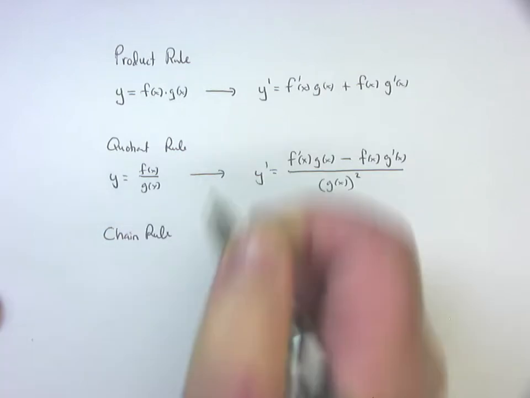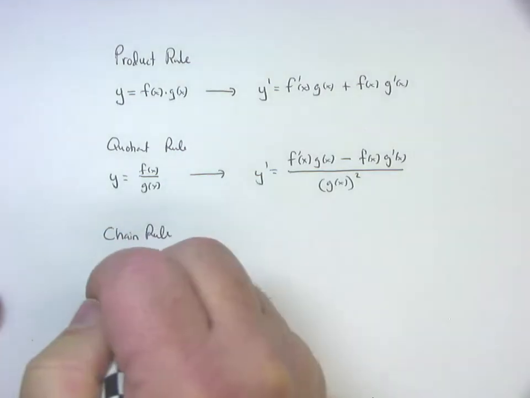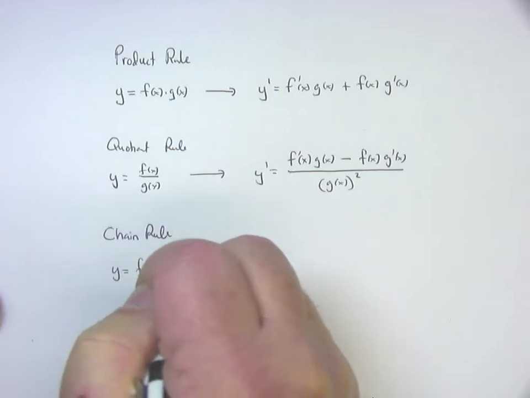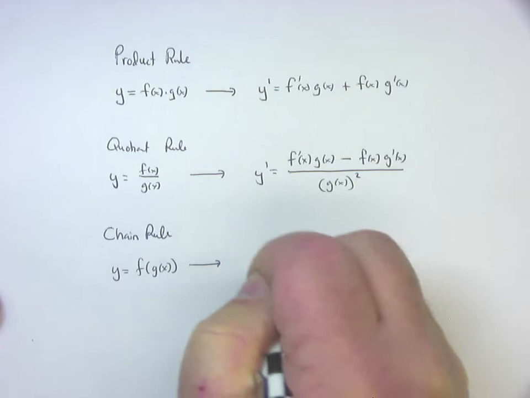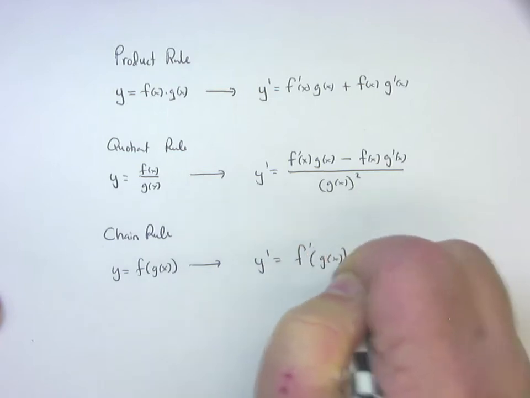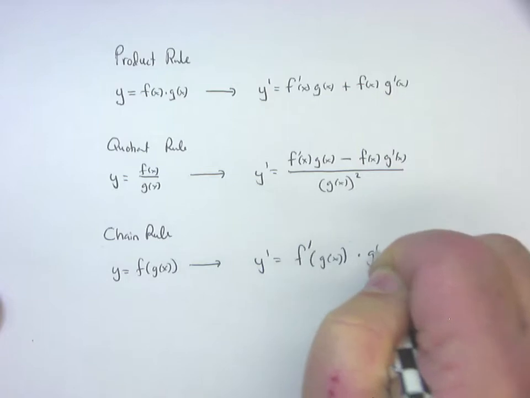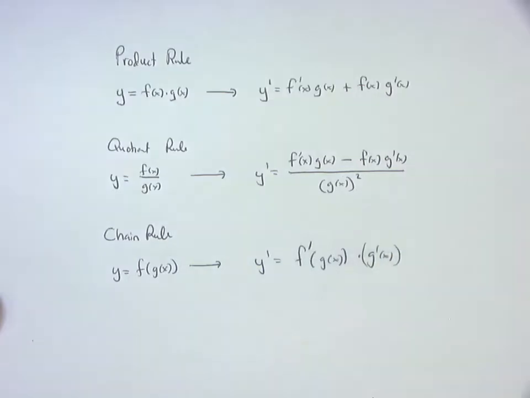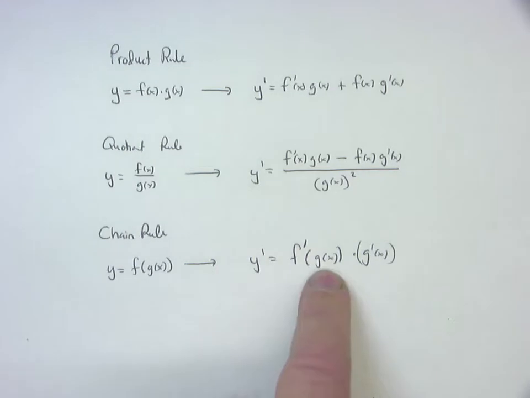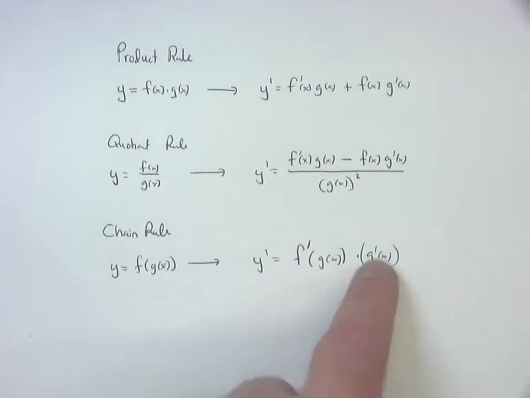And the chain rule was this. There's a couple of different ways you can look at it. We've got y is equal to f of g of x. Then y prime is equal to f prime of g of x times g prime of x. And again, the words that I used for the chain rule, you had to look at it from an outside-inside perspective. It was the derivative of the outside function. The inside stayed the same, times derivative of the inside.